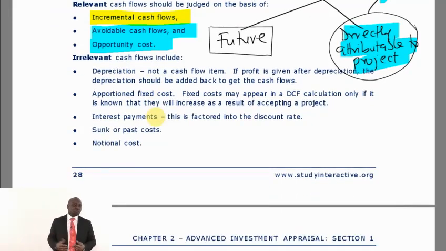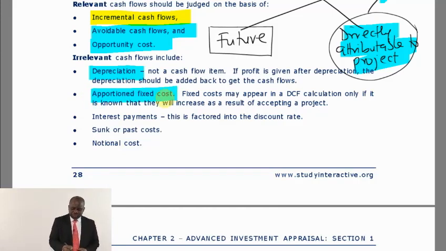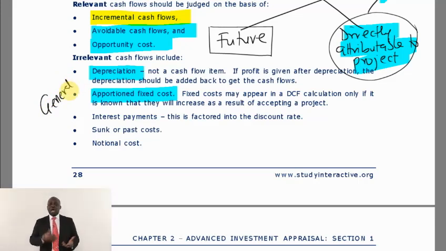What are examples of irrelevant cash flows? Depreciation obviously is out of the equation because depreciation does not involve movement of cash, and as a result of that, it shouldn't be part of your cash flows. Apportioned fixed cost, this is what we were referring to as the general fixed cost. Apportioned fixed cost or apportioned overheads or general overheads, they are irrelevant. Interest payment. Interest payment is irrelevant.